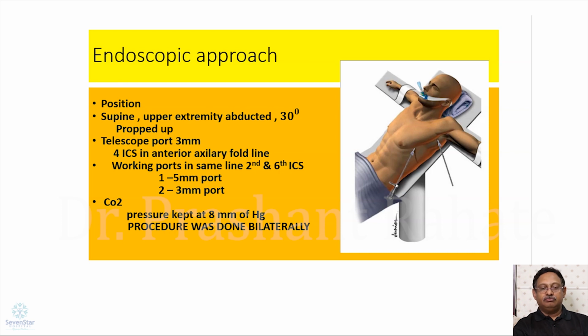The endoscopic approach: the patient was given a position with head up, supine, with both the hands by the side of the body. So upper extremity abducted to 30-degree, patient propped up, telescope port 3 mm was inserted in fourth intercostal space, anterior axillary fold. The working ports in the same line, second and sixth intercostal space were inserted. Only one 5 mm port and two 3 mm ports were used. The CO2 pressure was kept low at 8 mm of mercury. The procedure was done bilaterally.